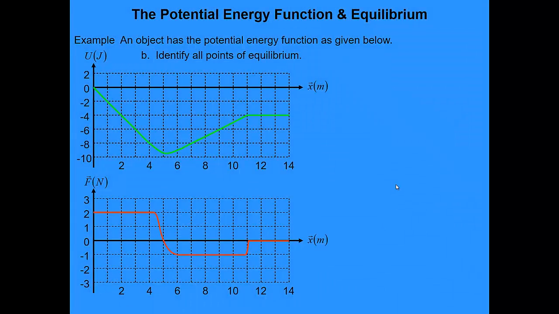Now let's talk about equilibrium, because we were just dealing with that. Where are the points of equilibrium? Well, remember, equilibrium is defined as when the net force is zero. Well, on a graph of potential energy versus position, that's when the slope is zero. But more simply, on a graph of force and position, it's when the force is zero, which is here at about 5 and over here.